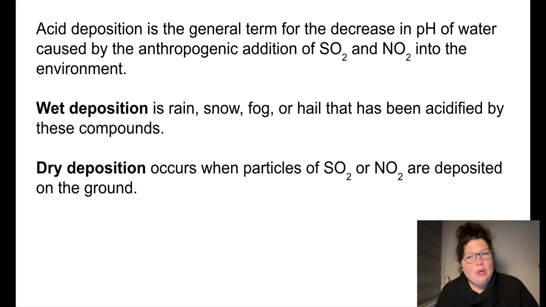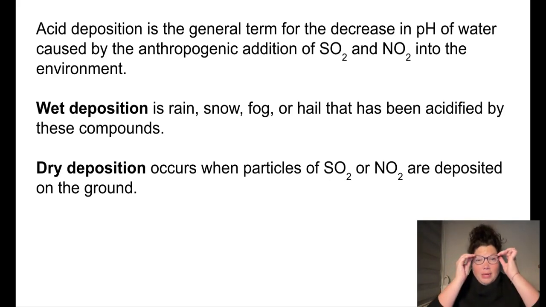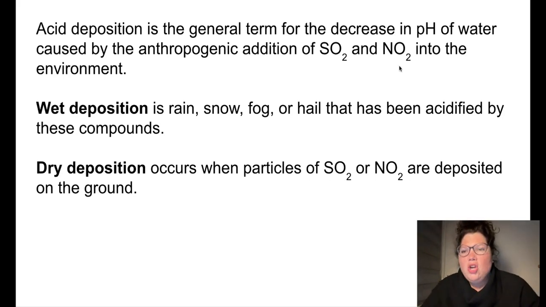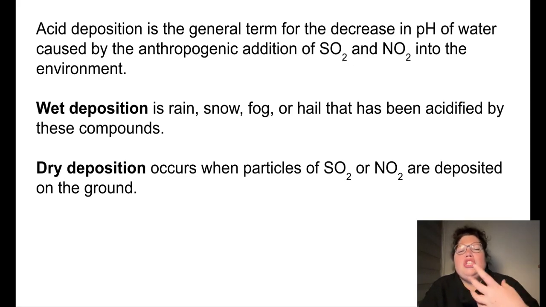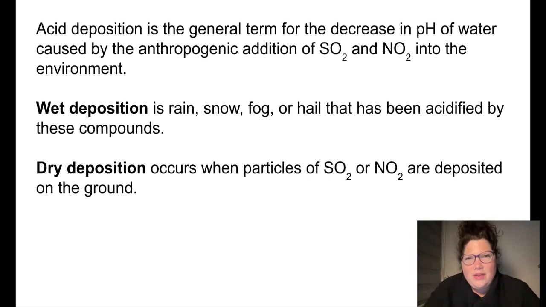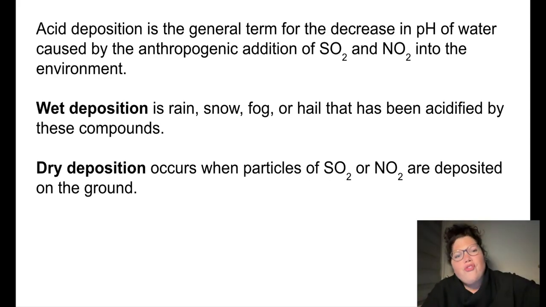We're going to take the term acid rain and change it into deposition, because we could have acidic snow, acidic hail, acidic rain, acidic sleet, whatever it is, but it is a form of deposition. So acidic deposition is our general term for the pH of this addition of SO2 and NO2 into the environment that is falling from the sky.